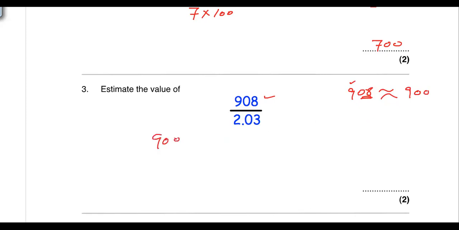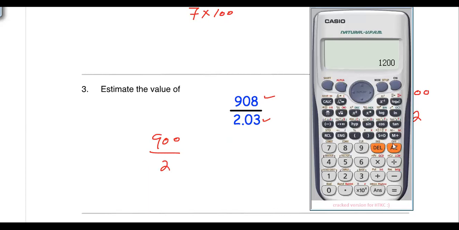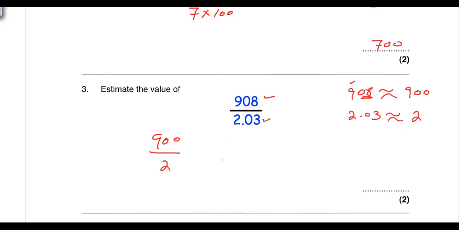So 900 over. Now round this to one significant figure. Now 0.03, if I round it to one significant figure, it will become 2. So divide by 2. So 900 divided by 2 will be 450. So I will write the answer 450.